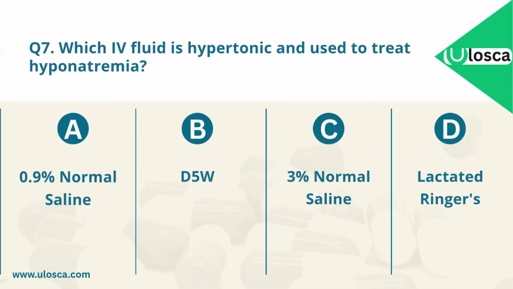Question 7. Which IV fluid is hypertonic and used to treat hyponatremia? A. 0.9% normal saline. B. D5W. C. 3% normal saline. D. Lactated Ringer's. Which one is the correct answer?